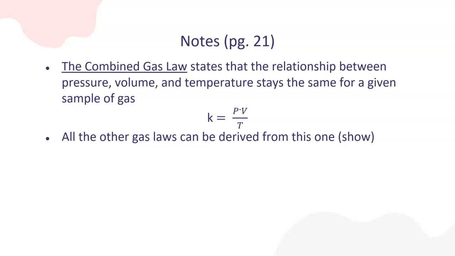In this lesson we address the combined gas law. So we're going to review that or go over it for the first time, depending on when you are watching this right now. The combined gas law states that the relationship between pressure, volume, and temperature stays the same for a given sample of gas, where the proportionality constant K is equal to P times V over T.